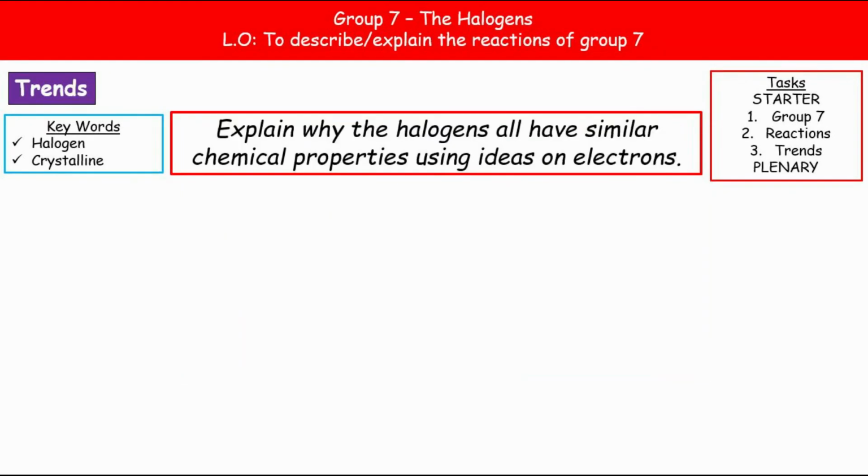Your next question then, explain why the halogens all have similar chemical properties using ideas on electrons.